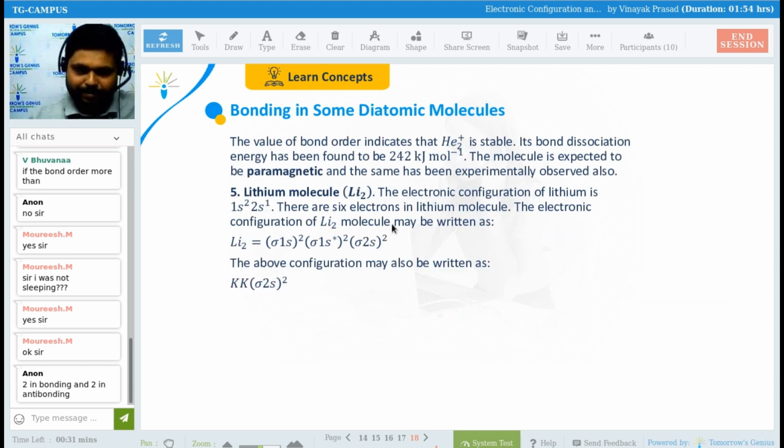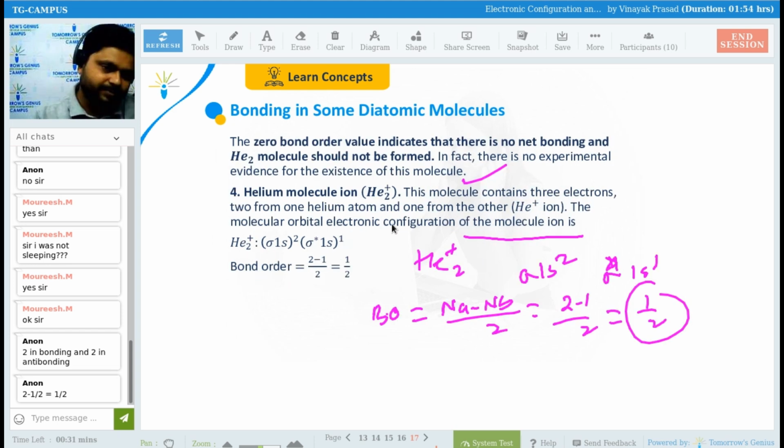Whether it will be paramagnetic or diamagnetic in nature, what do you say? Guys, if there are unpaired electrons in the molecular orbitals, it will be paramagnetic in nature. Sorry, I said diamagnetic, but if it is unpaired, it will be paramagnetic. In sigma star 1s1 there is one unpaired electron, right? If it could be sigma star 1s2, it would be diamagnetic, but here it will be paramagnetic in nature.